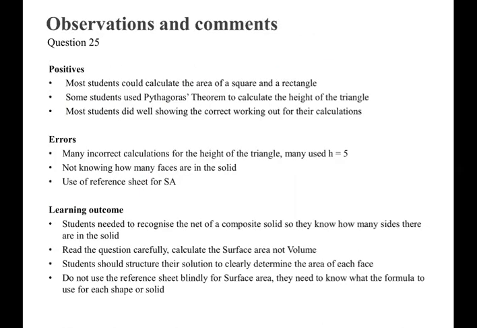So the positives: our kids really did know how to work out the area of a square quite easily, and the area of a rectangle. Sometimes they used the trapezium formula to work out the area of that rectangle, which is fine. They did know the formula for the area of a triangle, but they didn't always have the right lengths. Students often didn't recognise they could just subtract the 8 from the 11 to get 3 for the height. They often used Pythagoras' theorem to work out the height of the triangle, which is fine, just an extra step for them to do.